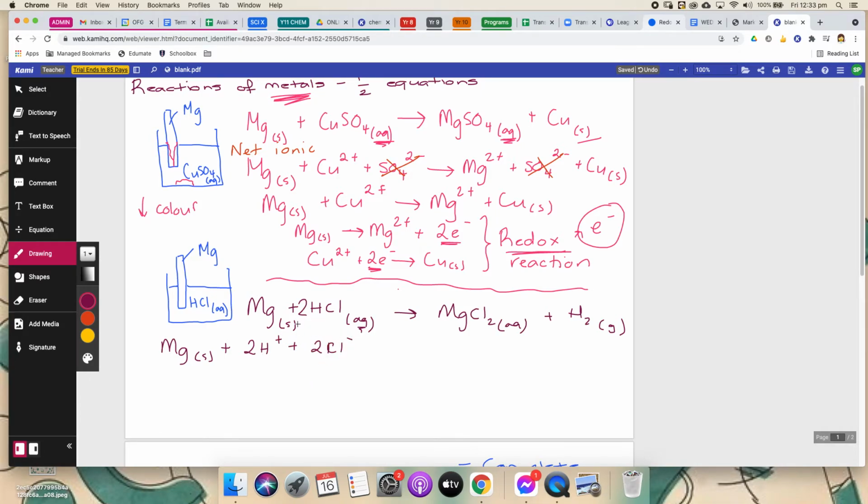2Cl minus. Why have I got 2 of each? Because there's a big 2 in front of the whole HCl. So there's 2 H's, there's 2 Cl's, so I need to show them separately. Magnesium chloride, aqueous, it's made of ions. Mg2+. We know it's 2+ because periodic table tells us it's in group 2. Chlorine, we know chlorine's -1 because it's in group 7, needs to gain 1 electron to form an ion. 2 chlorines, because there's a 2 down there. H2 as a gas, that's its natural state. It's a diatomic molecule. It's not ionic, it's covalent.